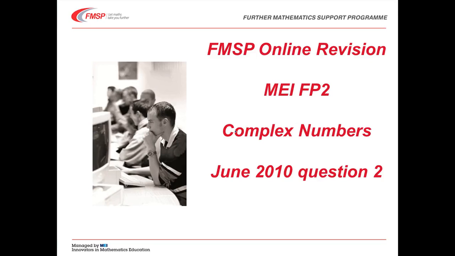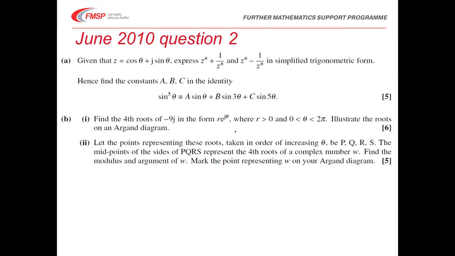Hello, in this video we're looking at MEI FP2, the June 2010 paper question 2, which is on complex numbers. Read through the question first. We're given an expression for z and asked to express z to the n plus 1 over z to the n and z to the n minus 1 over z to the n in simplified trigonometric form.